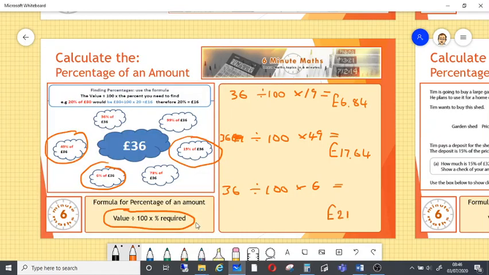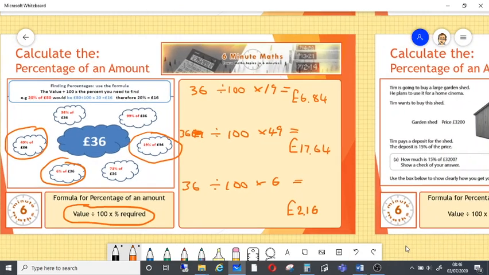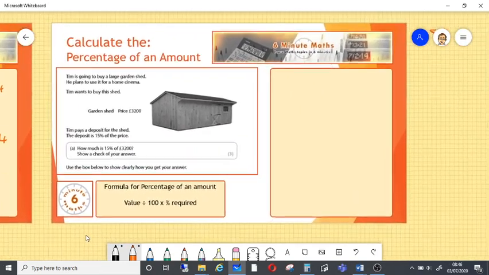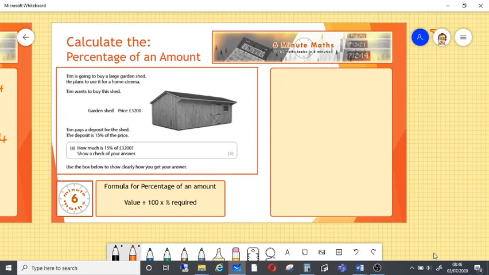Okay, just try and remember the formula: the value divided by 100 times the percent you need. So here's a typical question. Level 1. Tim is going to buy a large garden shed. He plans to use it for a home cinema. Tim wants to buy this shed and the price of the shed is £3,200. The deposit for the shed is 15% of the price. How much is 15% of 3,200?